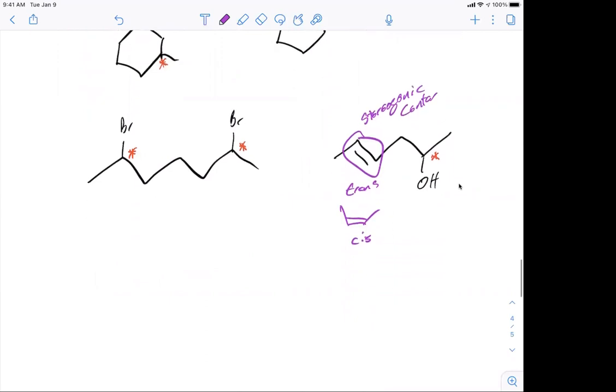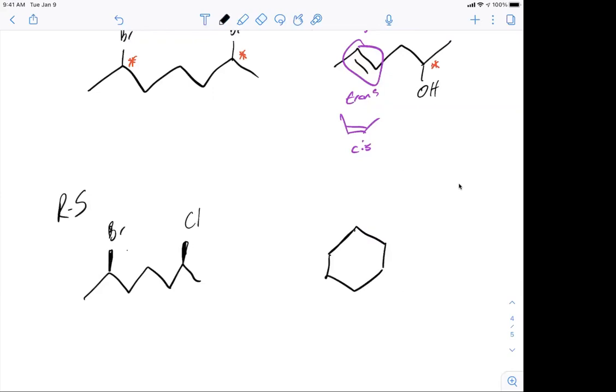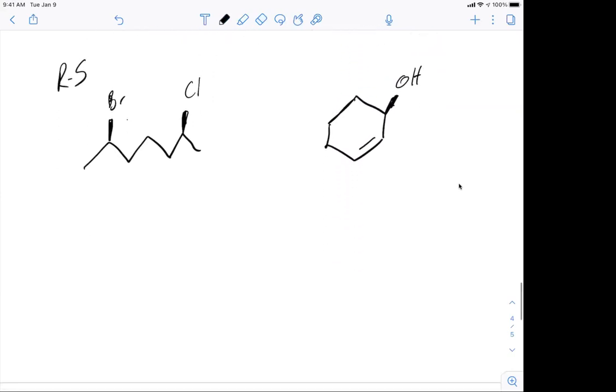Right? You should be able to name chiral centers, right? So let's do some R and S naming. So let's go back to this one. Let's start with something easy. Okay, and let's name the R and S for these. You don't have to name the whole thing, but if you have time and want to do that, you can.